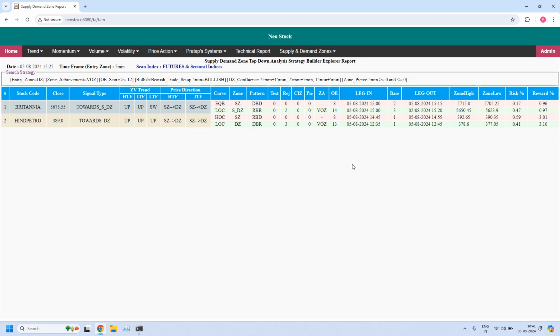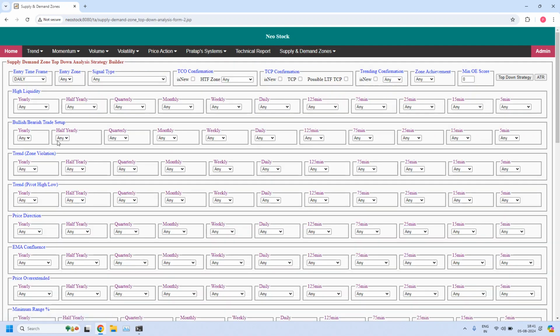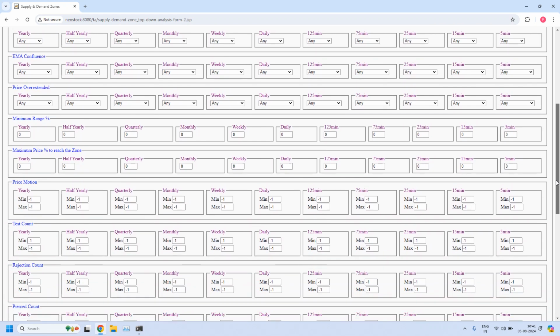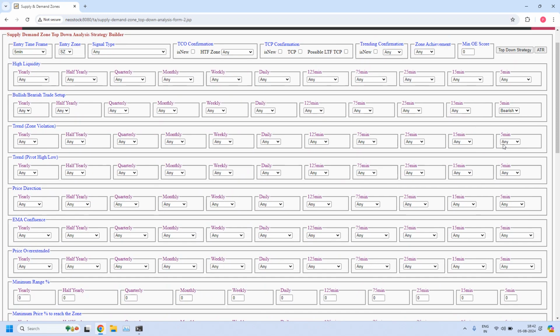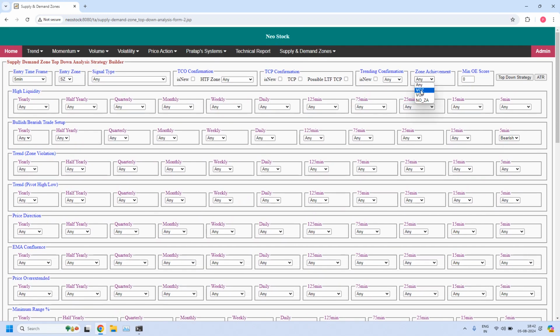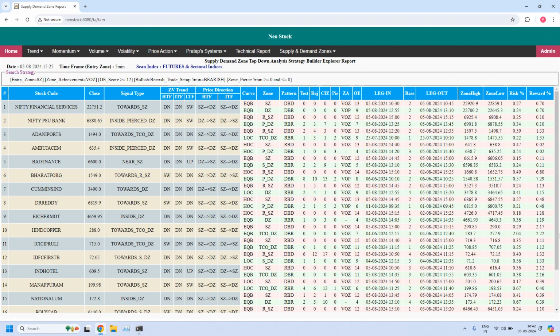And the next report is a bearish trade setup for hourly income trade. For hourly income trade the entry time frame is 5 minutes. For bearish trade setup we have to select supply zone, and also in bullish or bearish trade setup at 5 minutes we need to select bearish, and then pierced count we need to set zeros in 5 minutes time frame, minimum 0, maximum 0. That means the 5 minutes supply zone is not pierced, and violated opposing zone is the zone achievement. Minimum order enhancer score is 12. All the 3 filters are applied to the 5 minutes supply zone. Now I filtered, and we got a good number of stocks that are supporting bearish trade setup for hourly income trade.